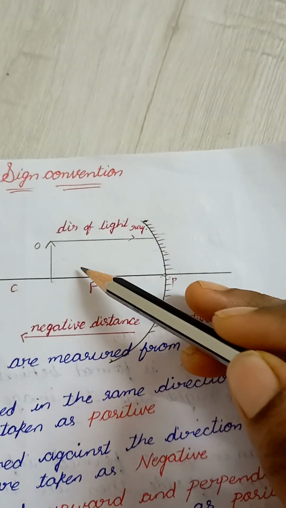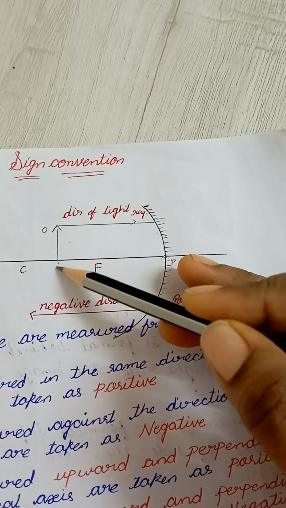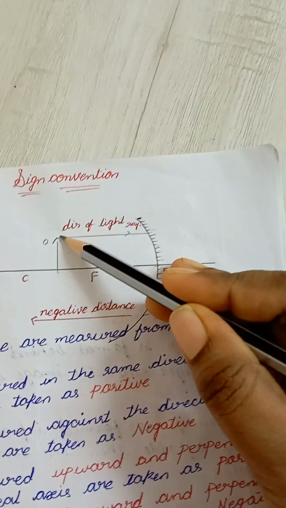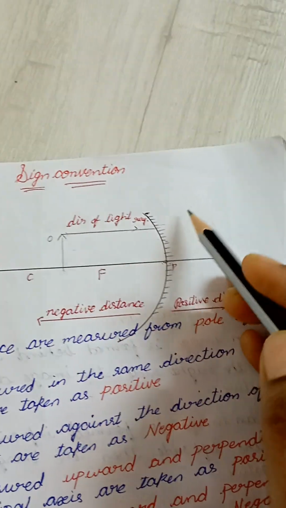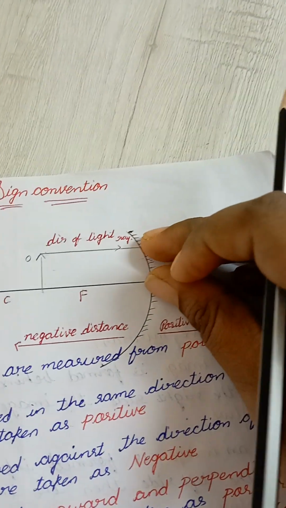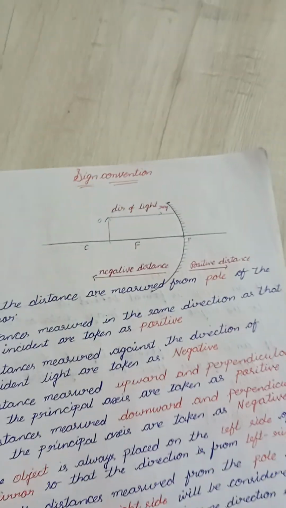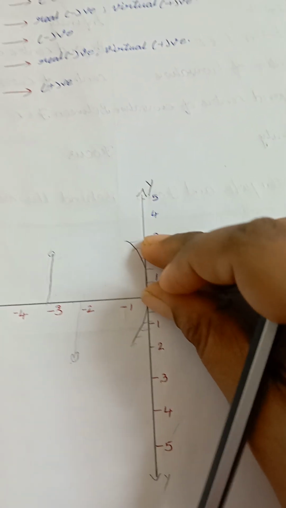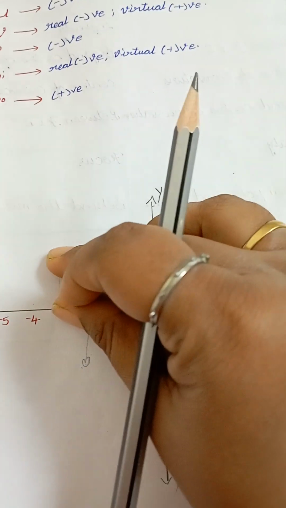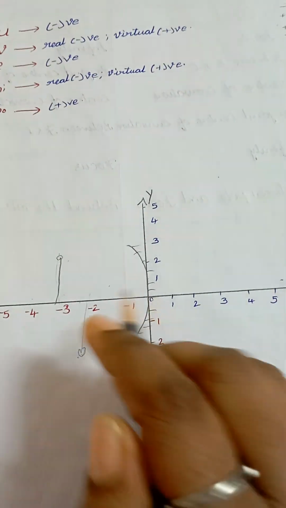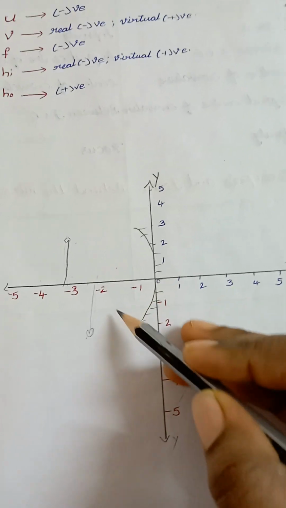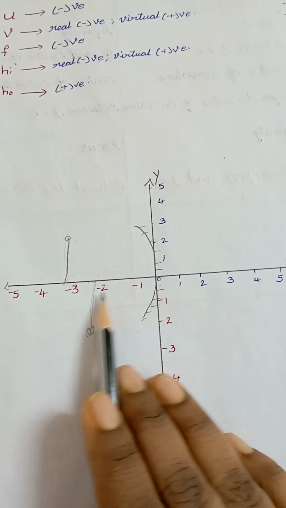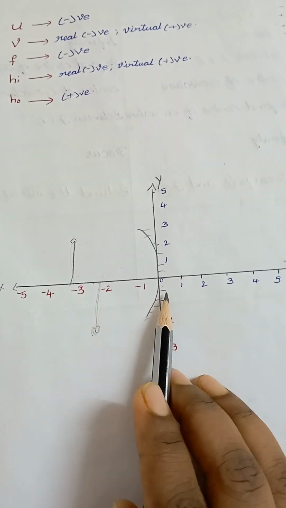And distances measured above the plane, perpendicular to the principal axis, are taken as positive. Previously we have seen here. If I measure here, this much distance, that means positive values are there, no? So you will get positive values. If it is below the plane, then you will get negative values.